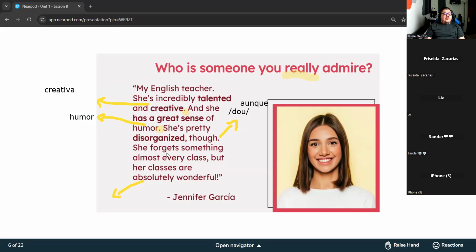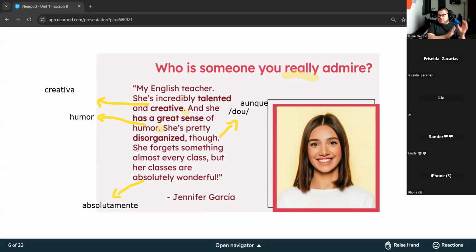She forgets something almost every class, but her classes are absolutely. Absolutely is another adverb. Absolute and then the ly. Absolutamente, right? Remember that the adverbs are very similar to the words ending in mente in Spanish. Pacientemente, automáticamente, right? Patiently, automatically. In this case, absolutely, absolutamente, absolutamente. So her classes are absolutely wonderful.